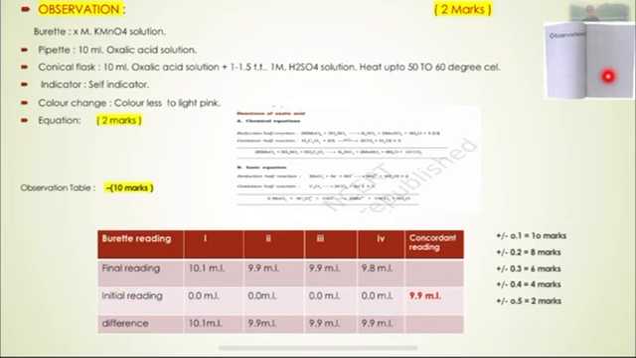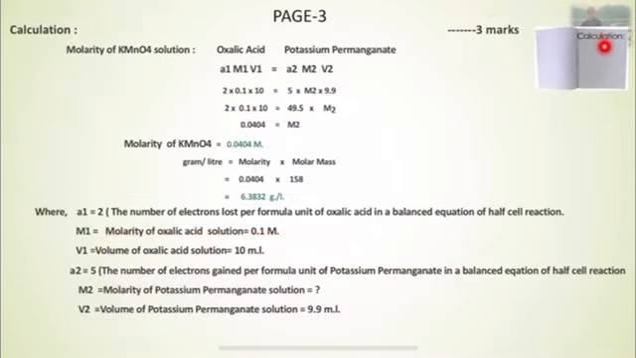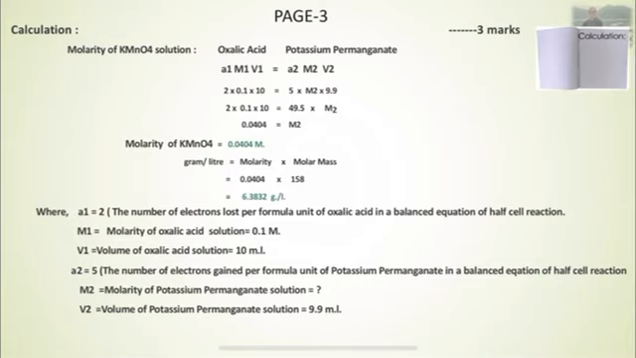Now let us move on to page number 3. Now over to the last page. On the last page we will do the calculation. Calculation: molarity of KMnO4 solution. Our titration is oxalic acid with potassium permanganate. So always write in words oxalic acid and potassium permanganate to avoid mistakes.